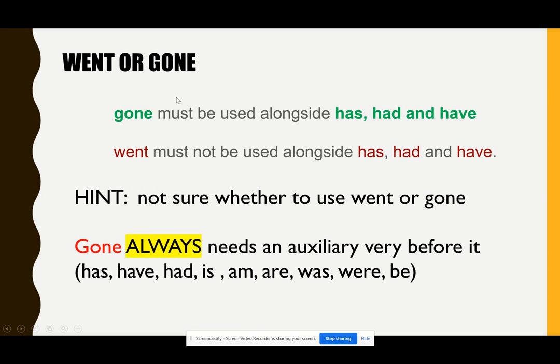Okay, went or gone. How do you know when to use went or gone? Well, gone must be used alongside the words has, had, and have. And went must not be used alongside the words has, had, and have. Okay, so you're not sure whether to use went or gone. The word gone always needs what we call an auxiliary verb before it. Has, have, had, is, am, are, was, were, and be. Those words will always use the word gone.